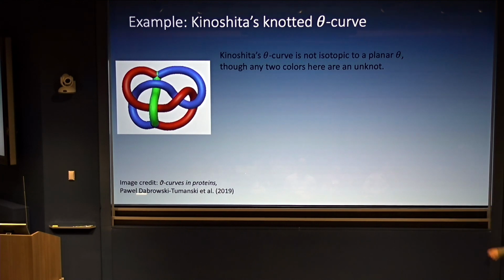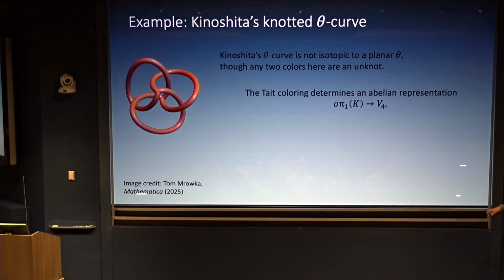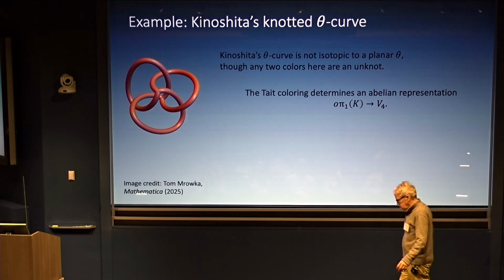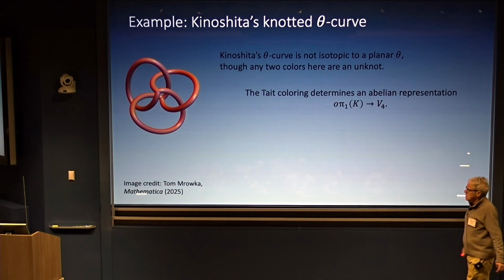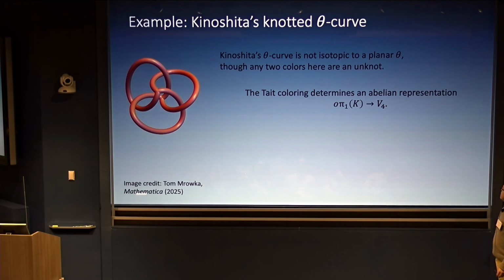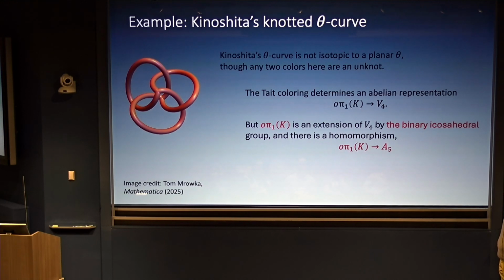Tait colorings determine a representation of the orbifold fundamental group in the Klein 4 group, V4. Red, blue, green, their meridians are mapped to the three non-trivial elements in the Klein 4 group. So it doesn't really depend on the knotting there. There's an abelian representation of the fundamental group in the Klein 4 group. But actually, the fundamental group for this orbifold is something much more interesting. It's an extension of V4 by the binary icosahedral group.